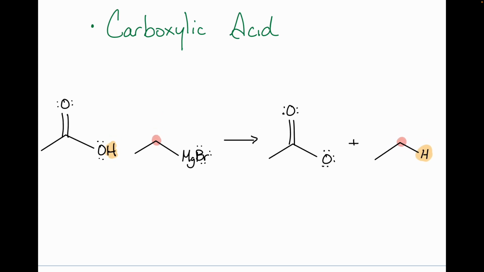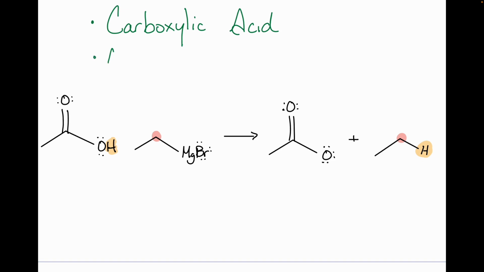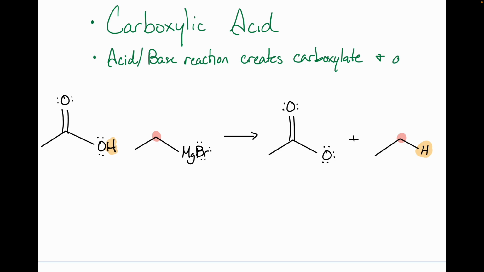So with a carboxylic acid, we do not get our intended nucleophilic attack. We instead get an acid-base reaction. That creates a carboxylate and an alkane. And if you really want an alkane, there are way easier ways to do it than turning it into a Grignard, right?